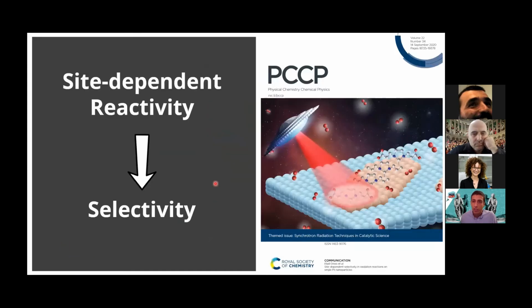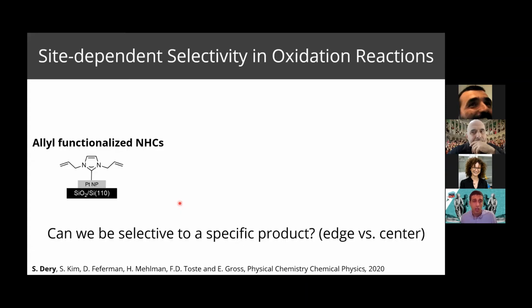Now, this brings me to the next topic. I've shown you side-dependent reactivity. What about side-dependent selectivity? I come from heterogeneous catalysis, and in heterogeneous catalysis, 100% selectivity is always something that we desire.